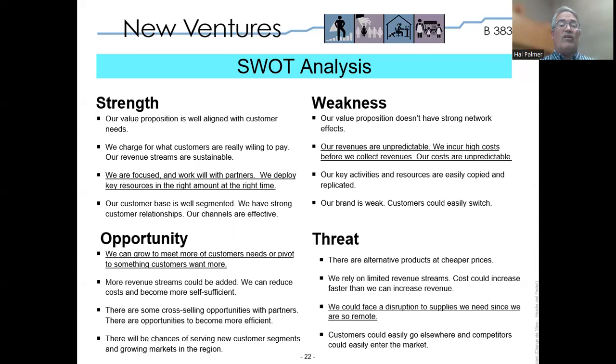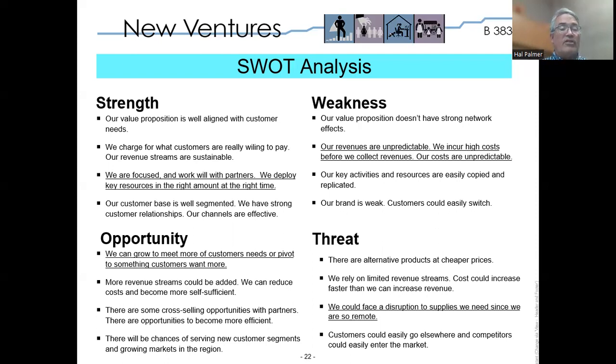However, our weakness is our revenues are unpredictable. We might incur high costs before we collect revenues. No, we will incur high costs before we collect any revenues. So our costs are somewhat unpredictable. We've all seen energy costs go up a lot in the last couple of years, and hopefully they aren't going to continue on that path, but they could.